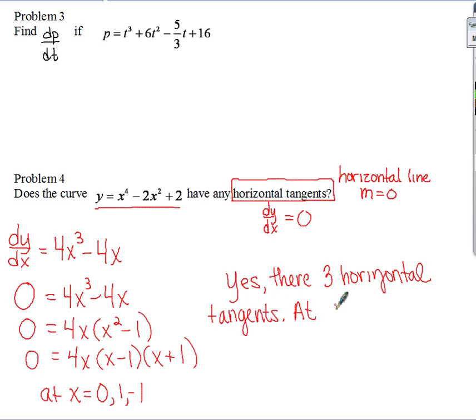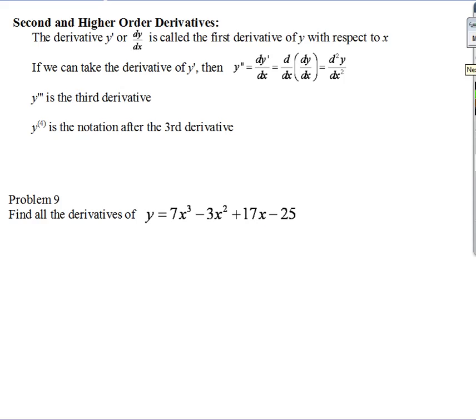At the point where x is 0, if I put 0 in here, 0 minus 0 plus 2, we get 0, 2. At 1, 1 minus 2 is negative 1, plus 2 is 1. And at negative 1, that would still be 1 minus 2 plus 2, so I get negative 1, 1. So there are 3 horizontal tangents at the points 0, 2; 1, 1; and negative 1, 1. Please make sure you're jotting down any questions or comments that you have for me.